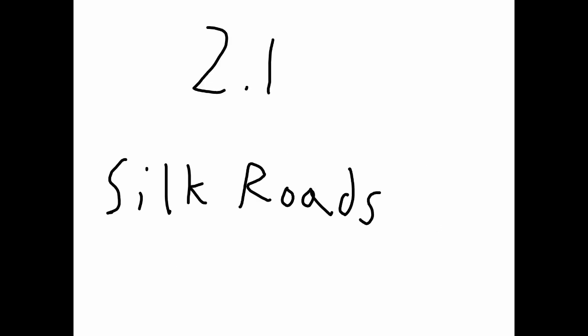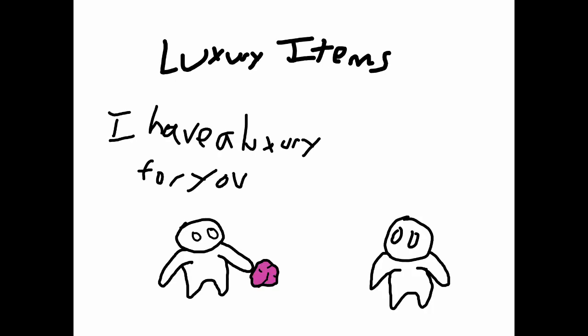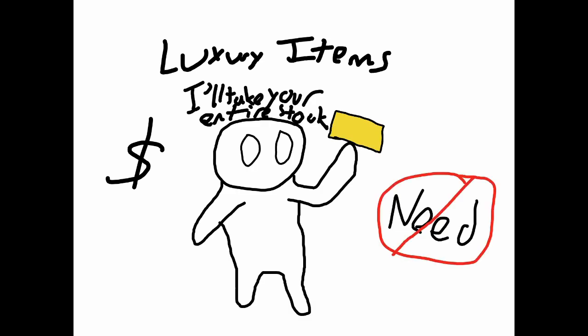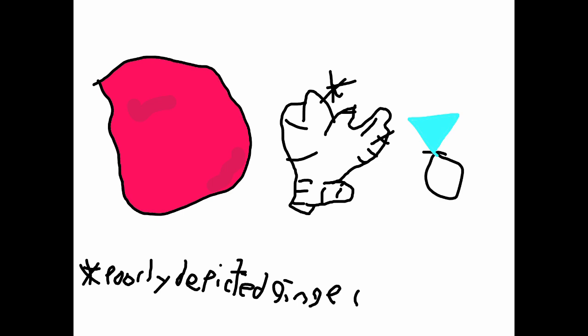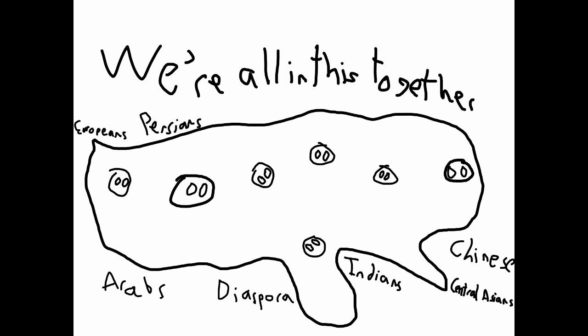Unit 2.1. The Silk Roads were a series of trade routes that connected China with the Byzantine Empire, having several states in between them. Luxury items were traded along the Silk Roads. Luxury items were expensive and in high demand and were not needed to survive. For example, silk, spices, jewelry, and incense were all traded along the Silk Road. A wide variety of ethnicities worked as merchants along the Silk Roads, such as the Chinese, Persians, and Jews.